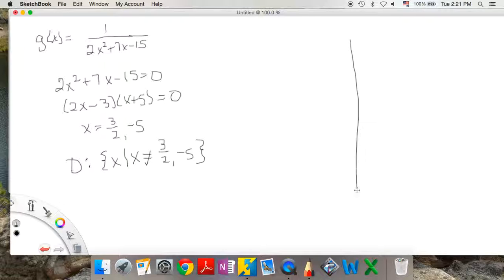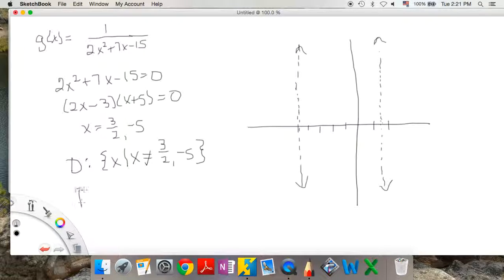So that means in our graph, at these places, we've got these vertical asymptotes. Where the function's not defined.